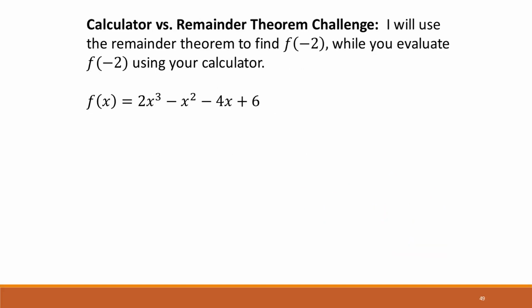So let's take a look. If we do this problem, I will use the remainder theorem to find f of negative 2 while you evaluate f of negative 2 using your calculator. So let's actually try this. Grab your calculator right now and solve f of negative 2 using simple substitution like we always do. So that is 2 times negative 2 cubed minus negative 2 squared minus 4 times negative 2 plus 6. Solve that in your calculator while I solve this by synthetic division.